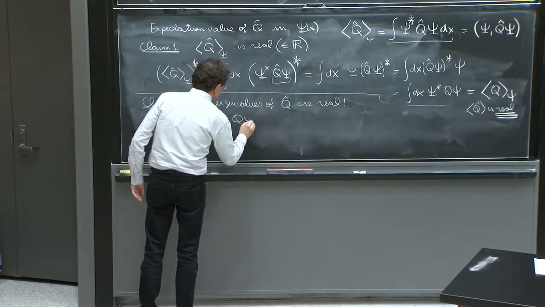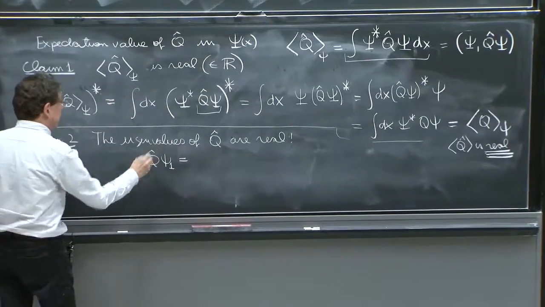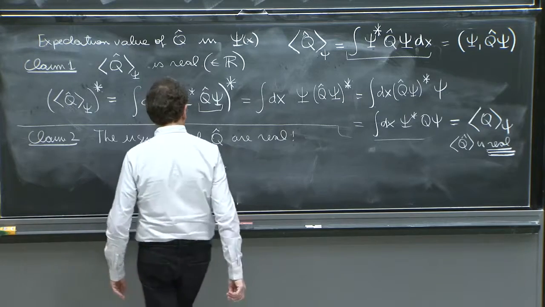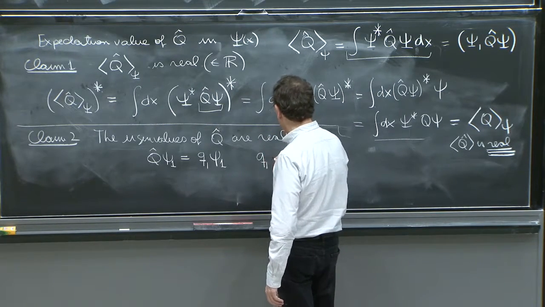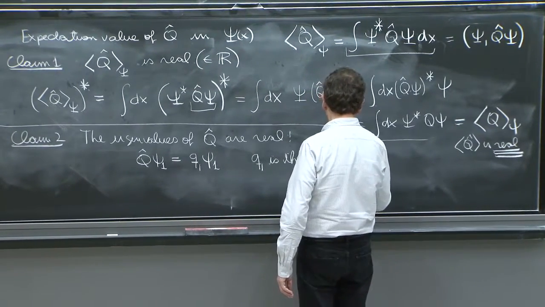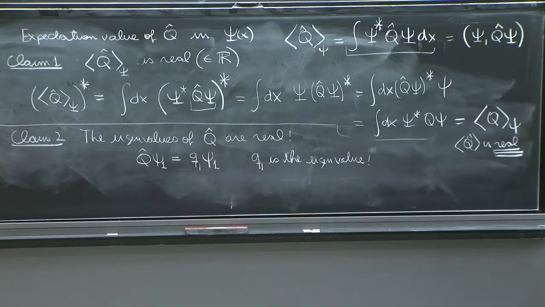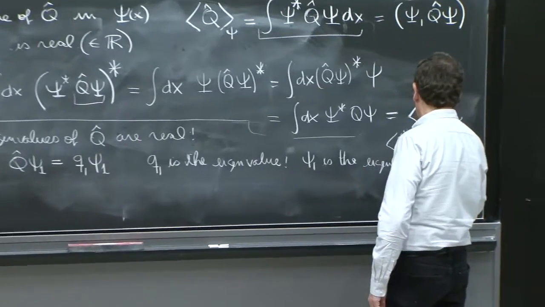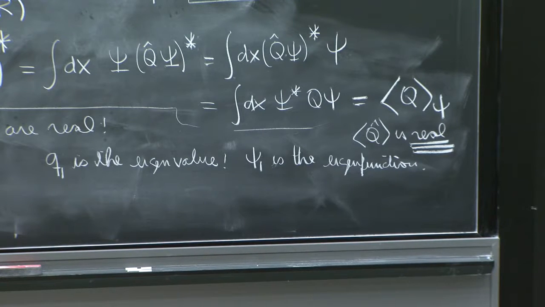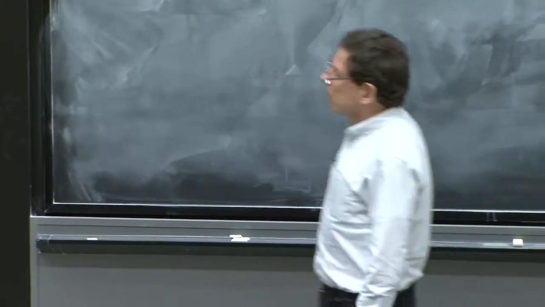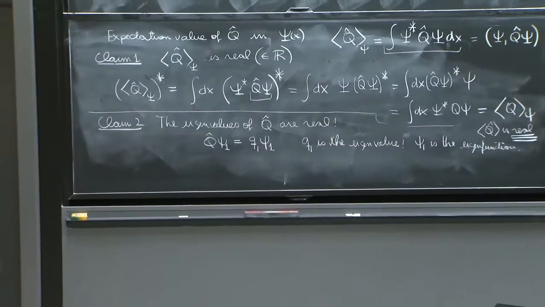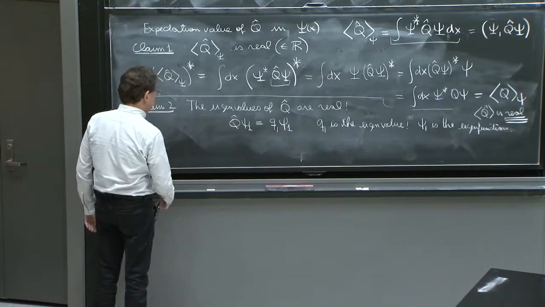So Q times psi1, if psi1 is a particularly nice choice, then it will be equal to some number, let me call it q1, times psi1, and there I will say that q1 is the eigenvalue. That's the definition, and psi1 is the eigenvector, or the eigenfunction. And the claim is that that number is going to be real. So why would that be the case? Well, we can prove it in many ways, but we can prove it kind of easily with claim number 1 and actually gain a little insight.